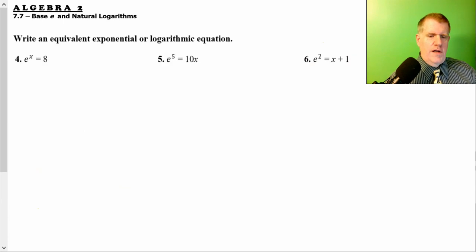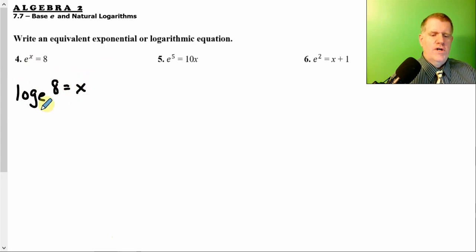Now on this page, we're going to convert them back a different way and write them as logarithms. So the same formula that you know, that's log base e of 8 equals x. But we're going to write that as natural log of 8 equals x. And that's how we change it.